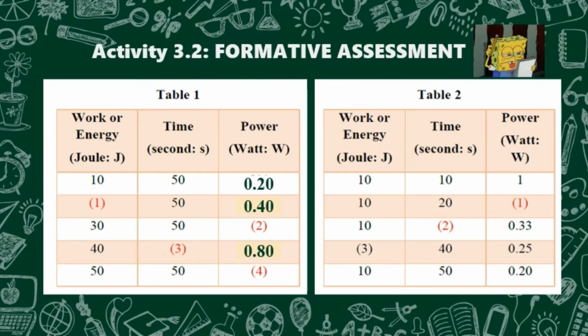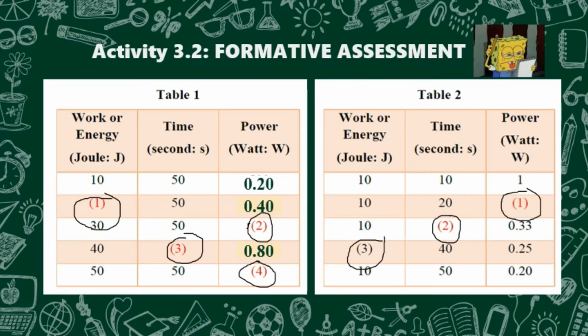Okay, so for table 2, we have naman, on column 1, sa work, 10, 10, 10, blank, 10. For the second column time, we have 10, 20, blank, 40, 50. For the third column, power, we have 1, blank, 0.33, 0.25, and 0.20. So, let us compute for the missing. Okay? So, ano yung mga kukumputin natin? Si 1, 2, 3, 4 para sa table 1. Sa table 2, ang kailangan yung computin ay 1, 2, at 3.